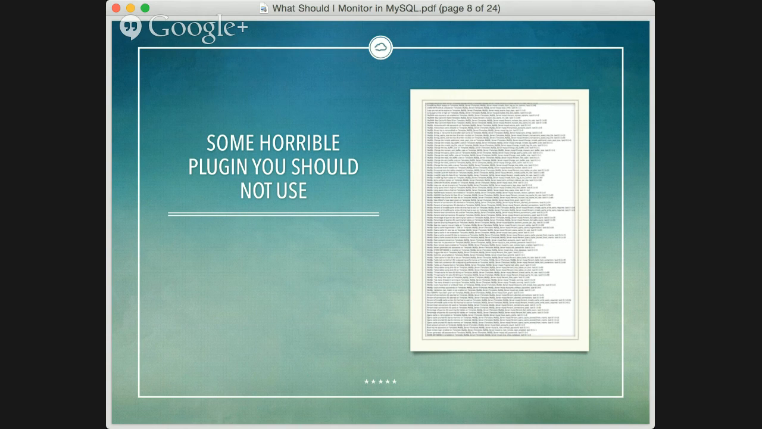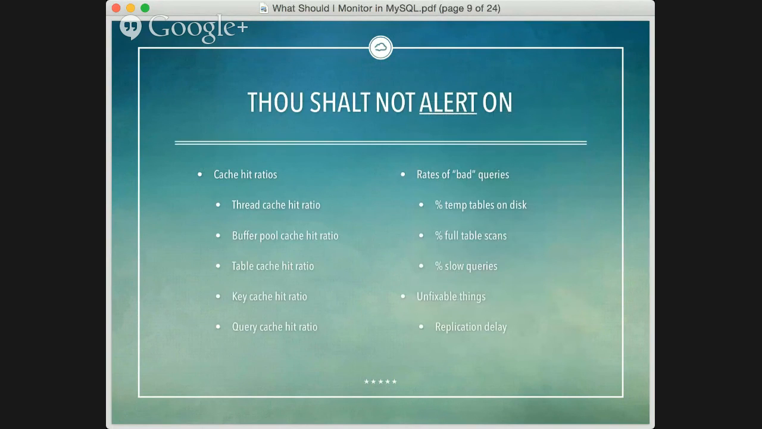I wrote some called the Percona monitoring plugins when I was at Percona, and I still believe in those. Those are very useful, good quality. They're formally tested, and they're tested in the real world. And they go very well along with this philosophy that I'm espousing here.